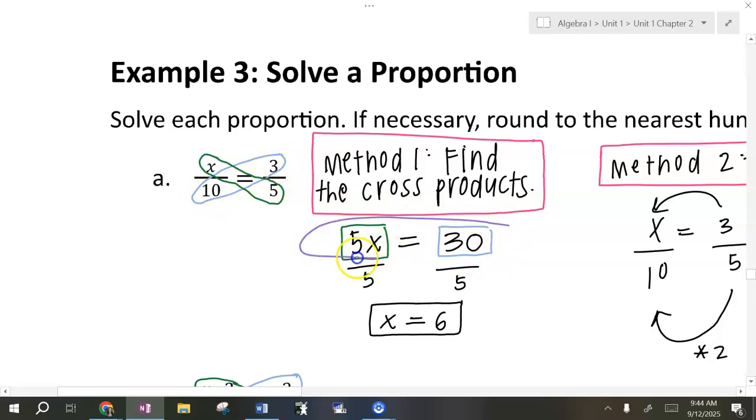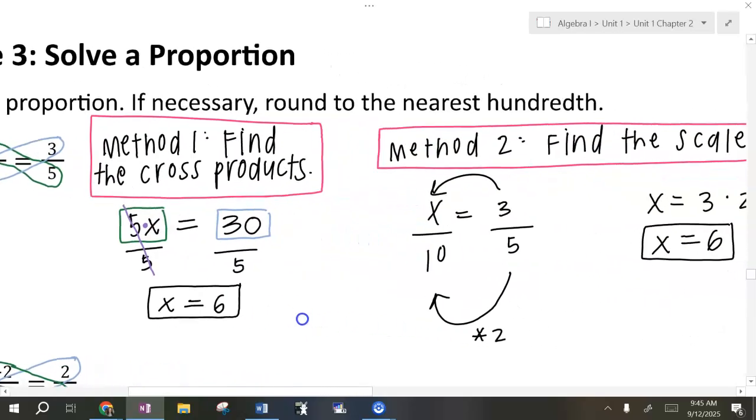If I want to solve that equation, 5x equals 30, I see that 5 is multiplied by x, so I know I have to divide by 5 to undo that. Whatever I do on one side of the equal sign, I have to do the same thing on the other side of the equal sign. So I divide both sides by 5, and I get x equals 6.